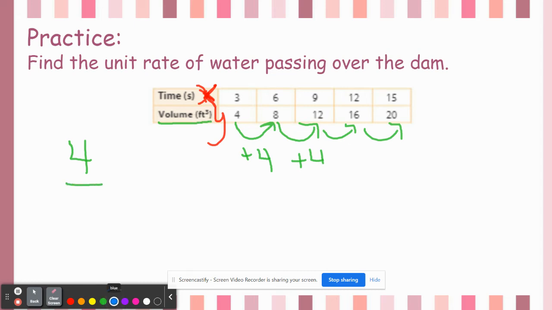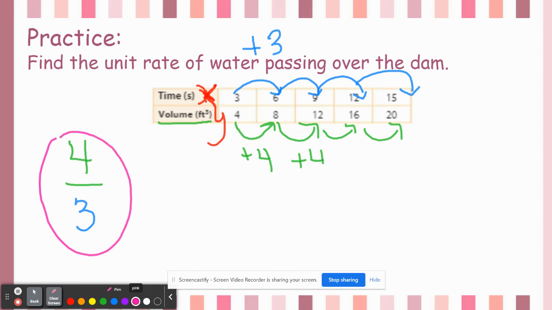Now we're going to check how much for our X values. Well, did we go up or down from 3 to 6? We went up by 3, every time. So our run is going to be 3. And we're going to put that in Desmos just to make sure that it simplifies, which it does.